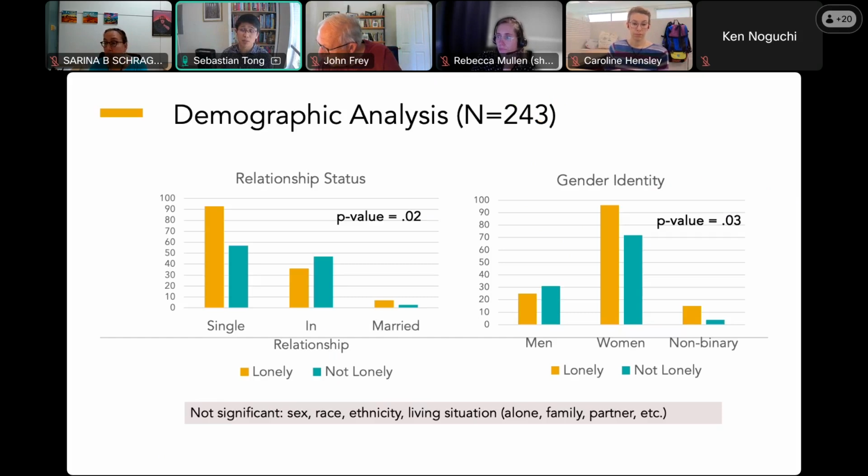Not surprisingly, people who are single are more likely to be lonely compared to those who are in relationships or those who are married. Women were also more likely to be lonely compared to those who identified as male. Interestingly, sex wasn't significant. Gender identity was in this situation, if I'm allowed to talk about that still. And race and ethnicity were not significant, nor actually the living situation, but just the relationship status.